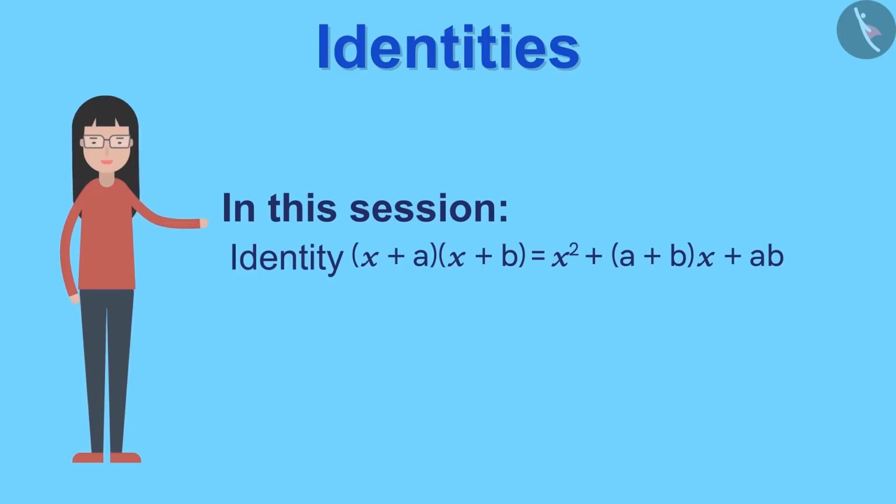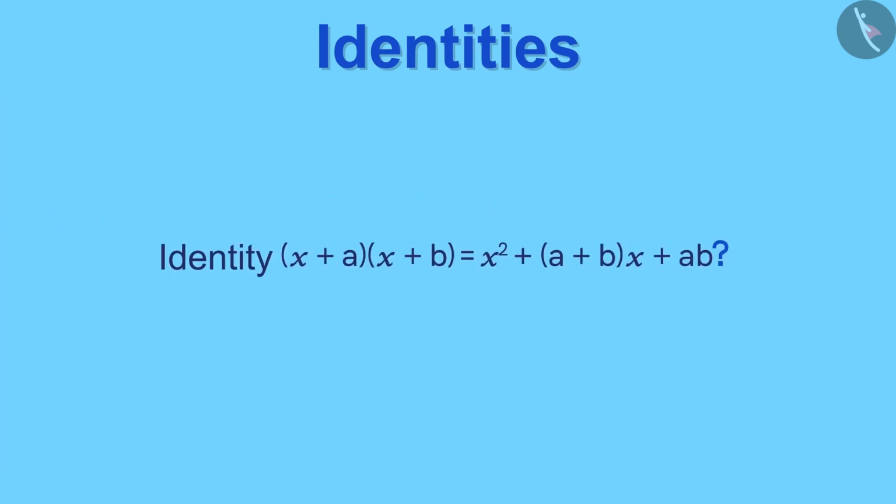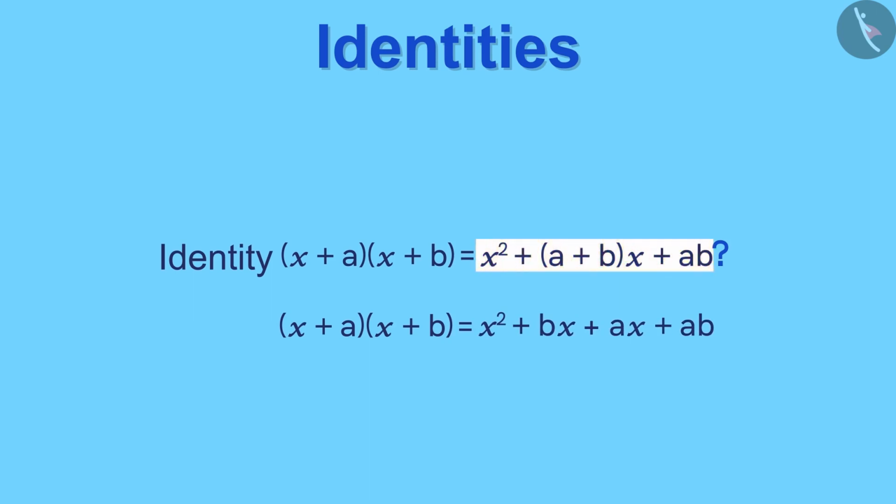Friends, in this session we will see a new identity. Can you find out if this is actually an identity? Consider the left-hand side of this identity. To simplify this, we need to remove the brackets. After multiplication, we will get this expression. But this doesn't look like the right-hand side of our identity. So how do we get that?